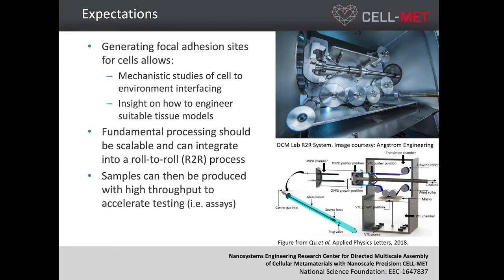Now, in addition to this, a lot of the technologies that we work on, for example, in our lab, are meant to be scalable. So to the right is actually a tool that's currently in our lab. It's a roll-to-roll processing tool. And essentially, what we envision is being able to take all the processing and put it in an assembly line-like fashion to increase production and throughput for generating samples, to allow other engineers and scientists to accelerate testing.